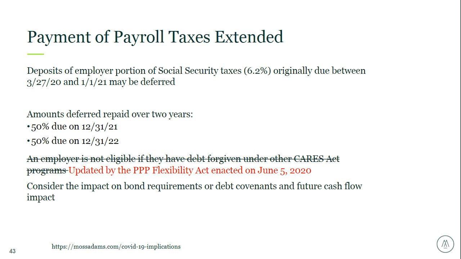This is kind of null and void, but something to consider as we get to year end is you might want to consider the impact on bond requirements or debt covenants, because this is required to be recorded as a liability at year end. So you just want to make sure that you're not tripping up on any of those bond requirements or debt covenants right there.